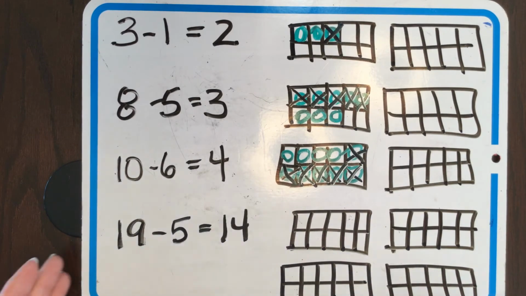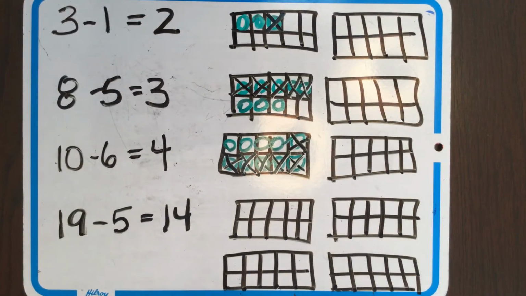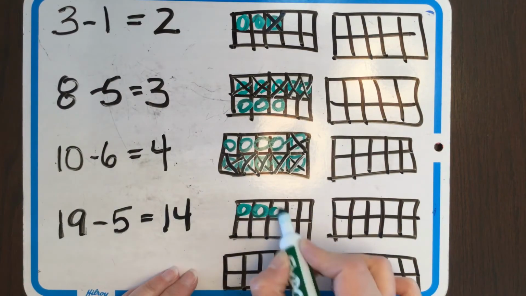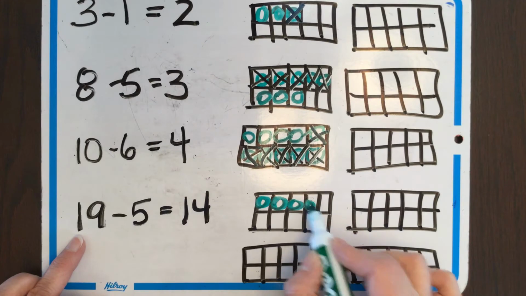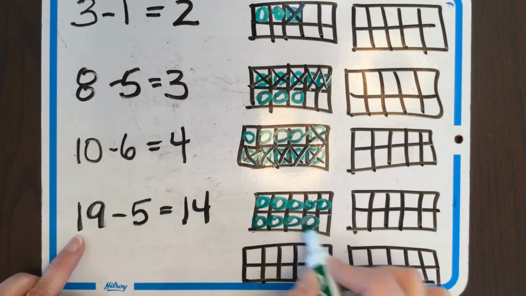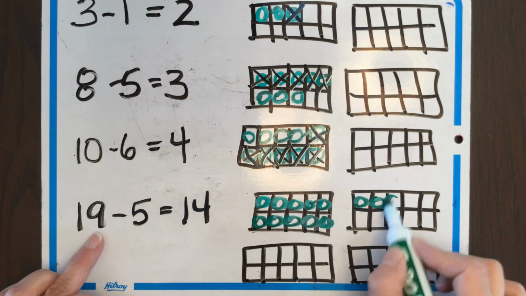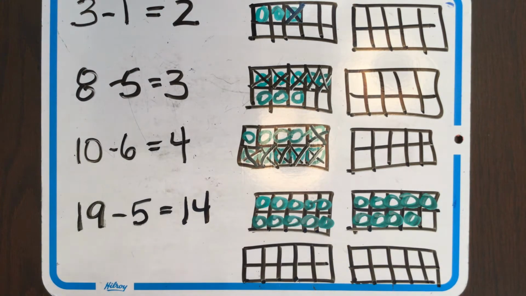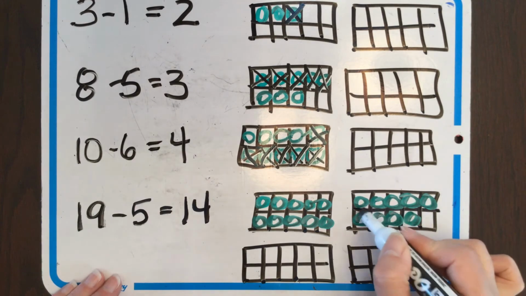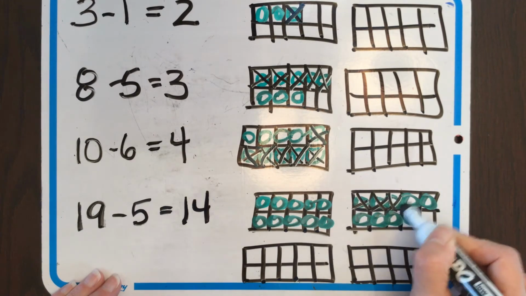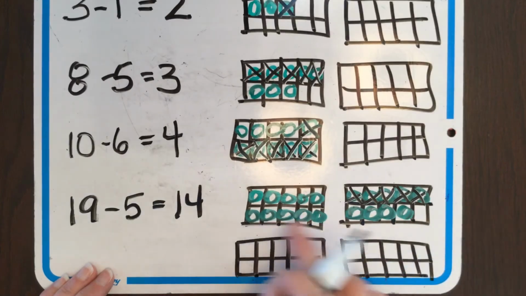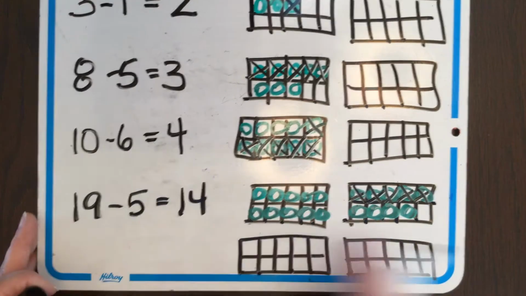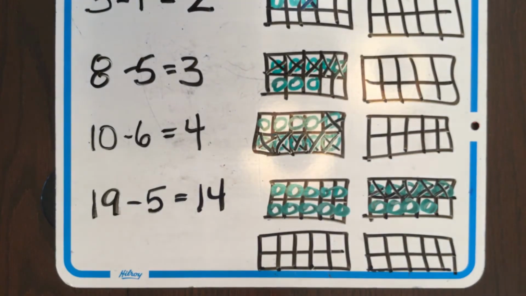I have to draw 19, which means I need 2 10 frames for that. One is going to be full for this 10, and 9 more makes 19. So almost 2 full 10 frames. I'm going to take away 5, and again, I want to take away a full 5, so I'm going to take away this row with 5, and I can very easily see I have a full 10 and 4 more to make 14.